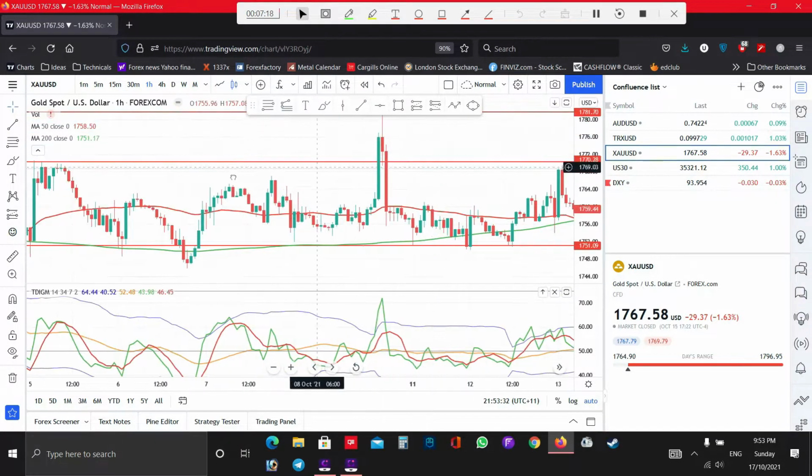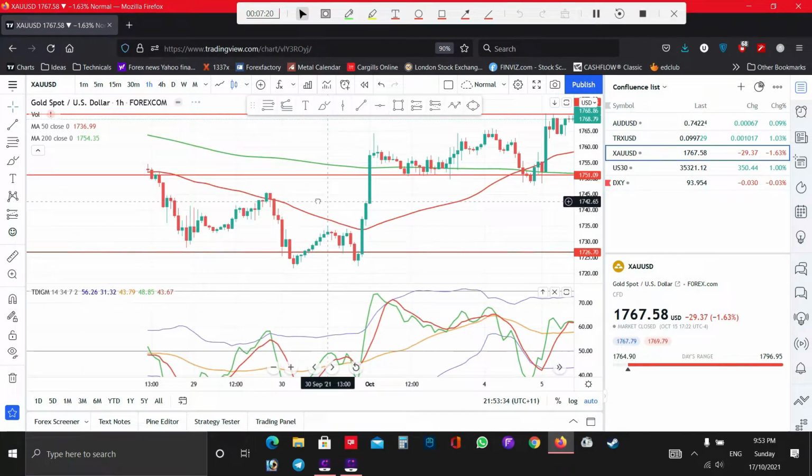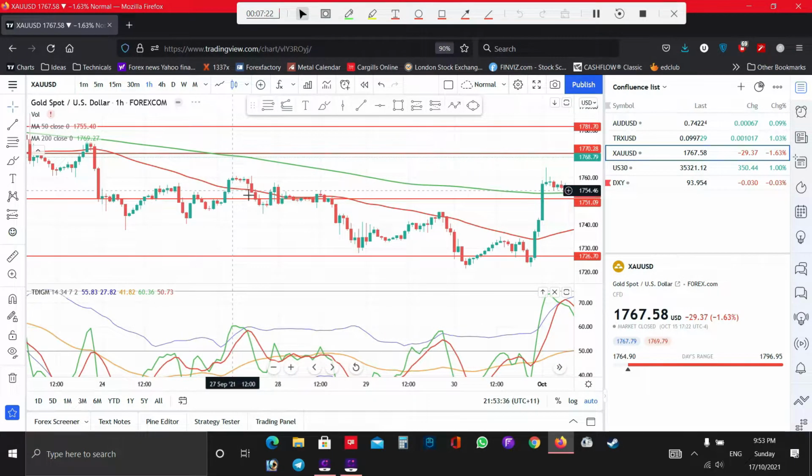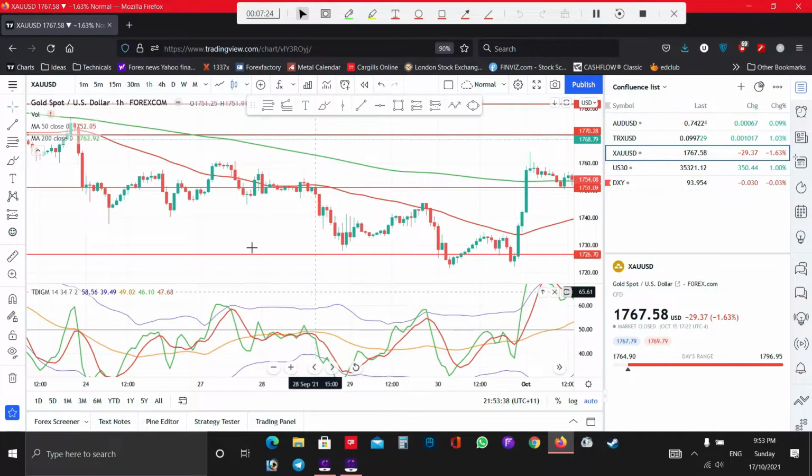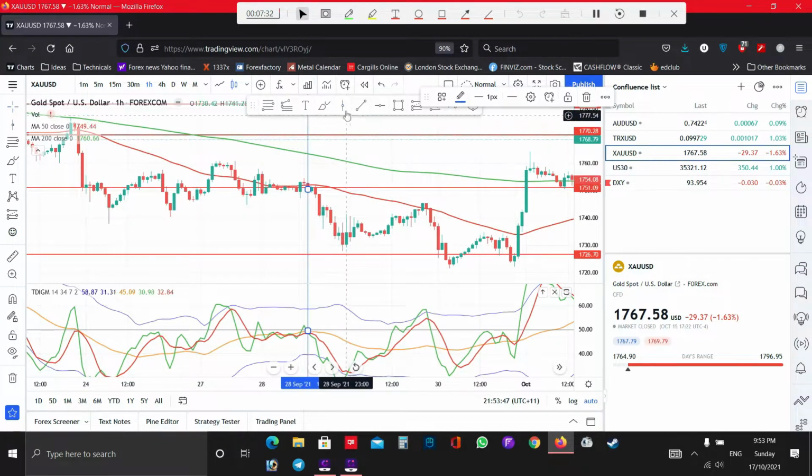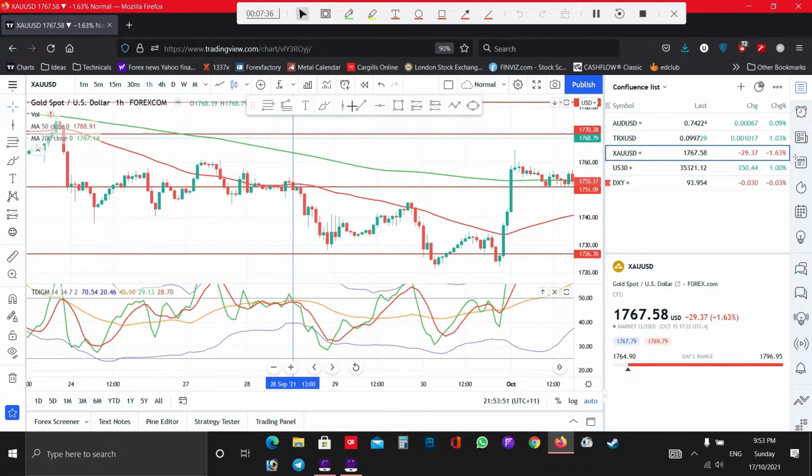I'll just get into a scenario where you can find a little bit of a trend. So this looks a bit more like a trend. I'll put this line up here where the green and the red lines crossed, and then I'll put another line when they crossed again. I'll put it up here, and there.